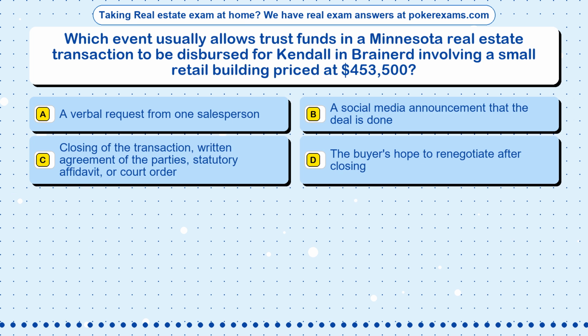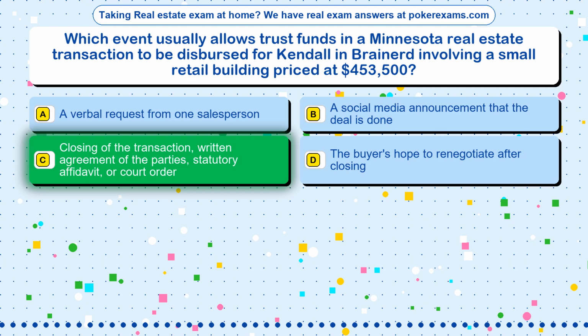Question 75. Which event usually allows trust funds in a Minnesota real estate transaction to be disbursed for Kendall and Brainerd involving a small retail building priced at $453,500? Option A. A verbal request from one salesperson. Option B. A social media announcement that the deal is done. Option C. Closing of the transaction, written agreement of the parties, statutory affidavit, or court order. Option D. The buyers hope to renegotiate after closing.